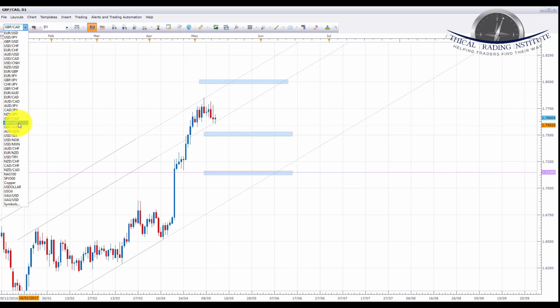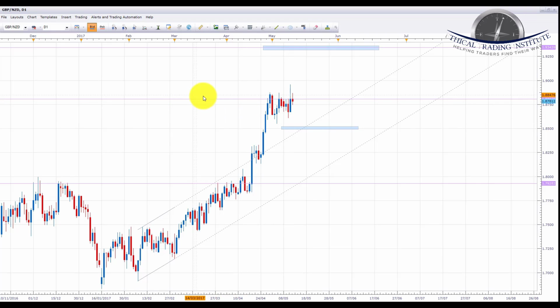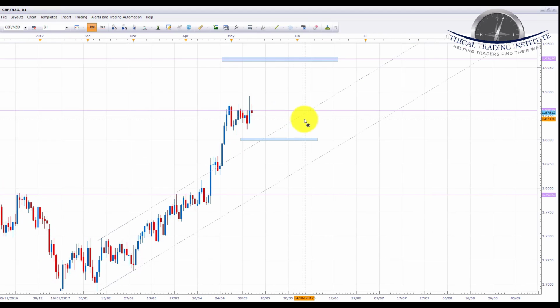Pound New Zealand. Pound New Zealand is sitting at a pretty strong resistance level. As you can see, it pretty much failed to break through here with any real follow through for the last 1, 2, 3, 4, 5, 6. I mean, it's pretty much been going at this for the last 2 weeks. So we could be seeing a pullback to the 1.85 area down here.